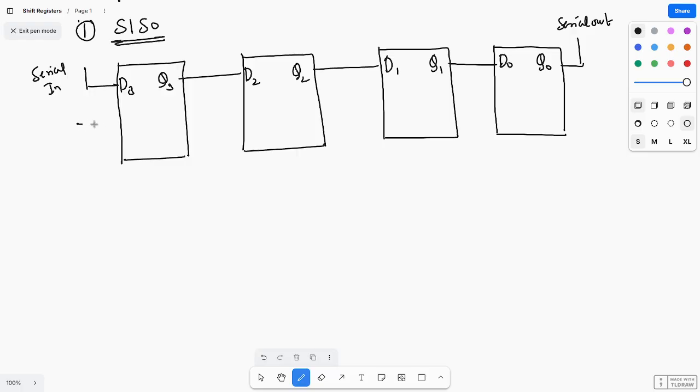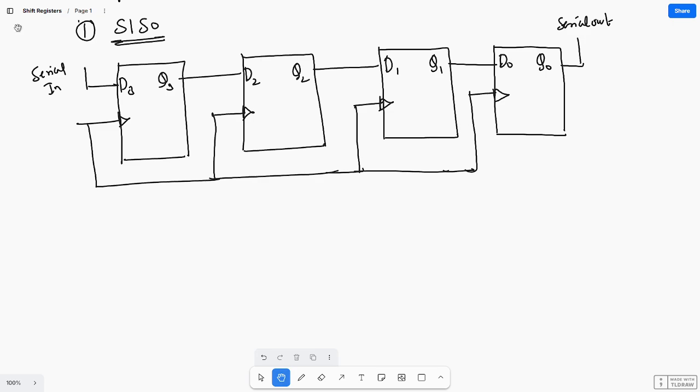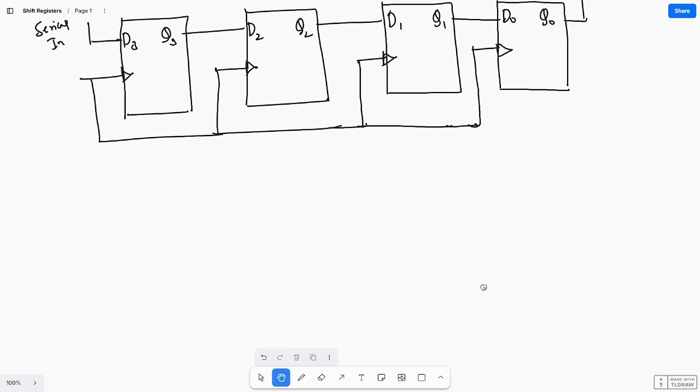A common clock is given to all the flip flops as this is a synchronous sequential circuit. Now we'll analyze this circuit, how it will work. SISO, serial in, serial out.